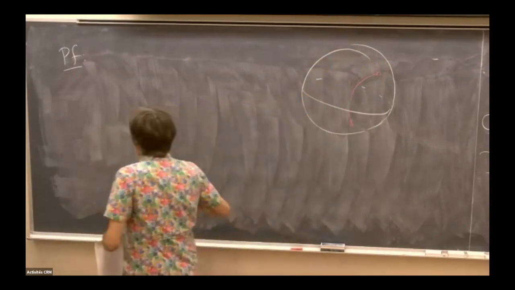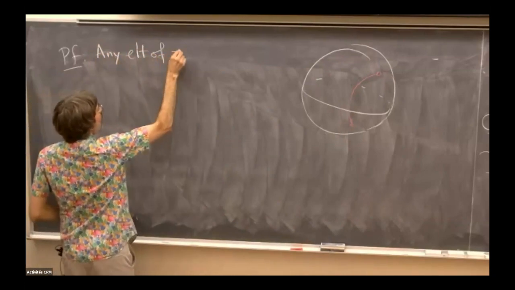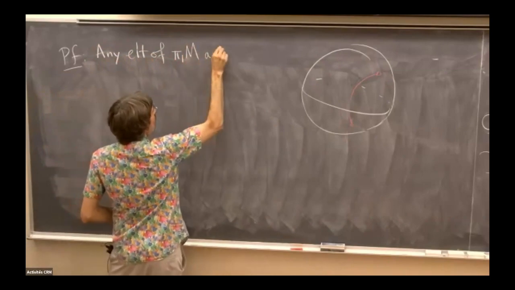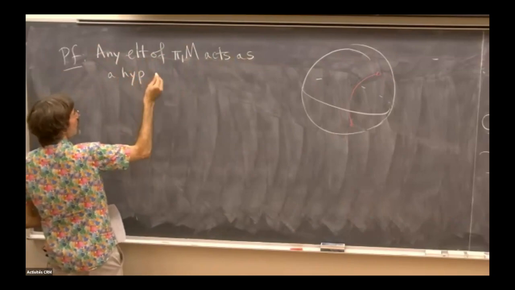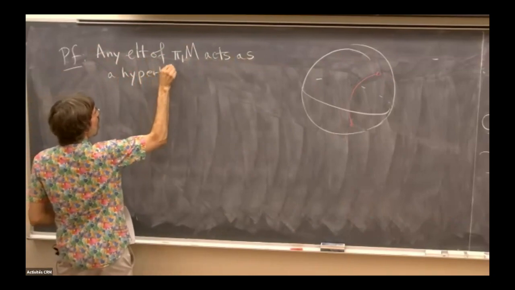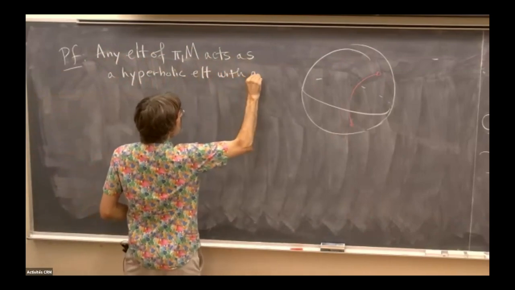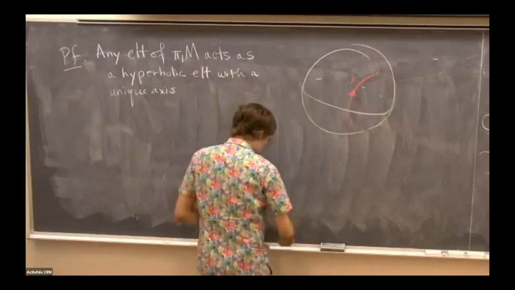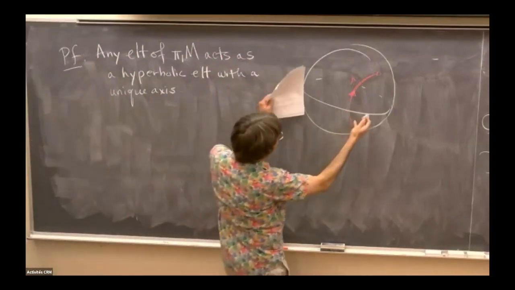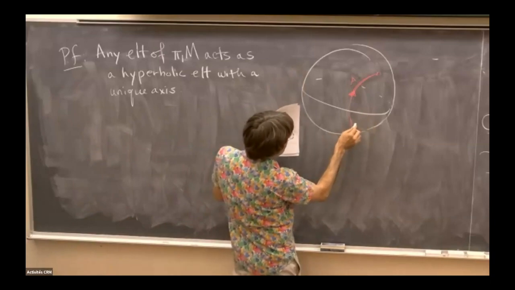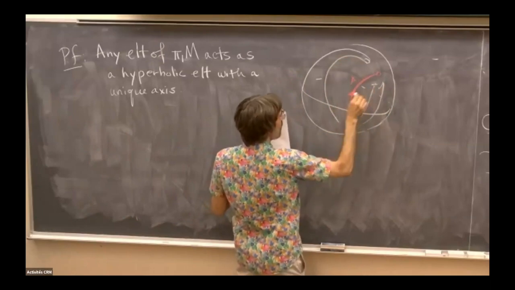So any element of pi1 of M acts as a hyperbolic isometry, sometimes called loxodromic, an element with a unique axis. Here's our axis. And in particular, what the map looks like on the sphere at infinity is that stuff is being pushed away from this point towards this point.